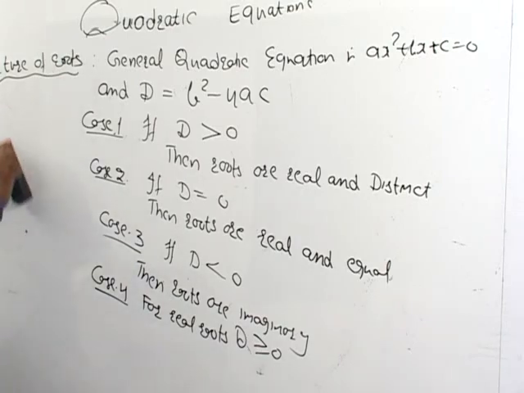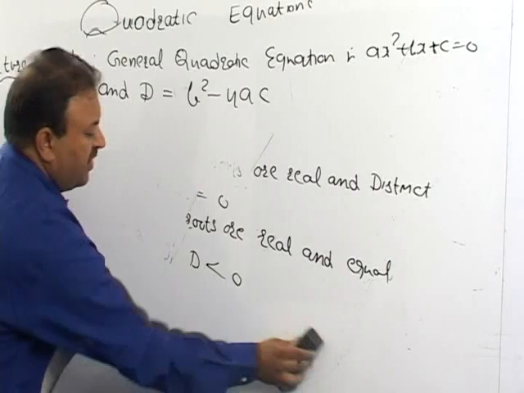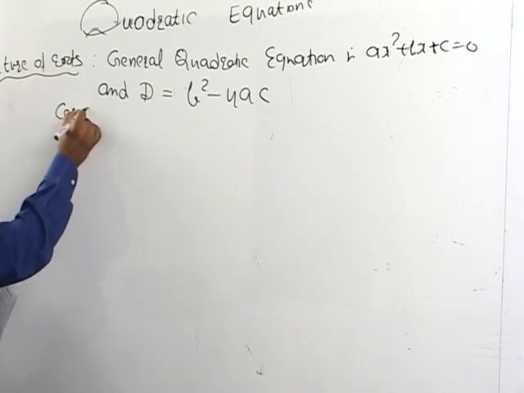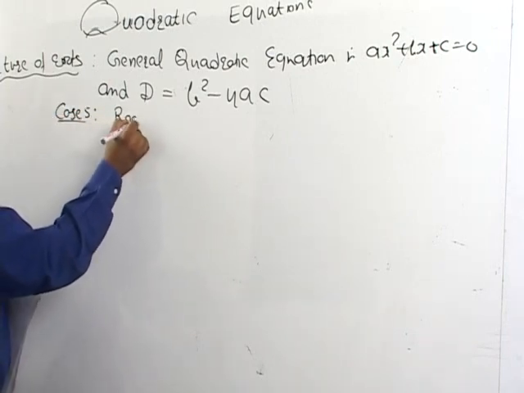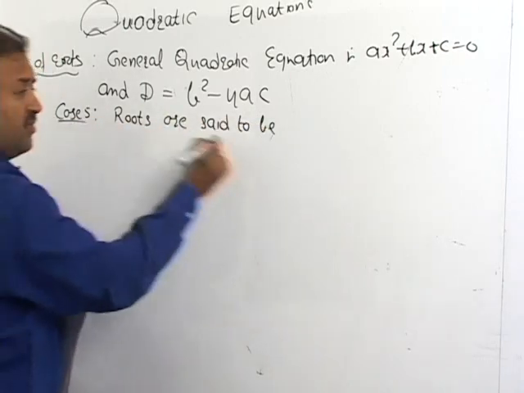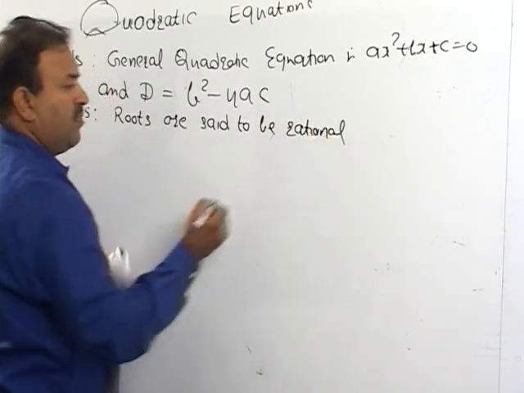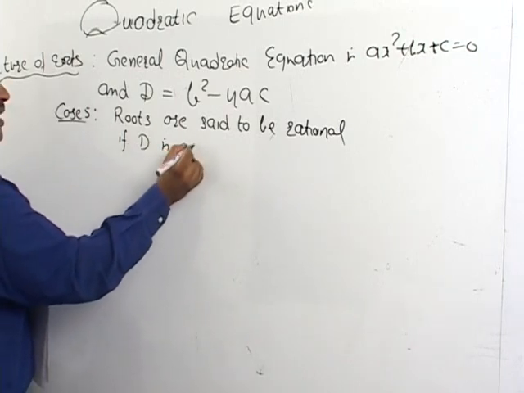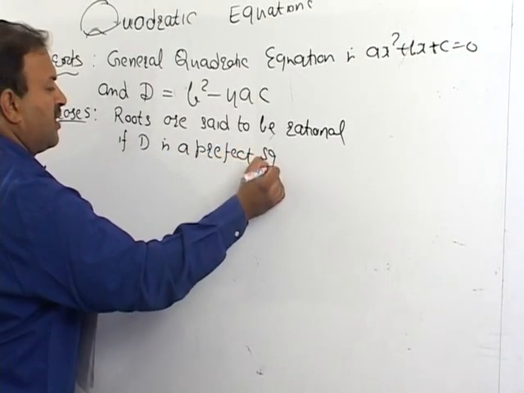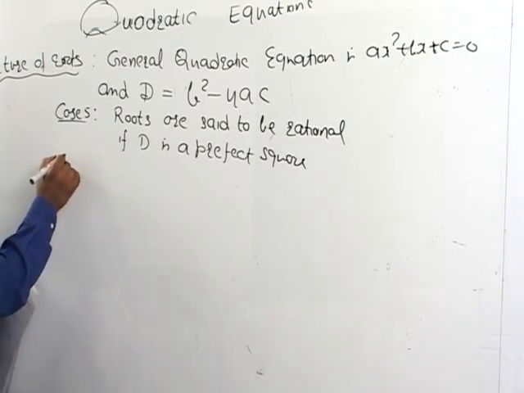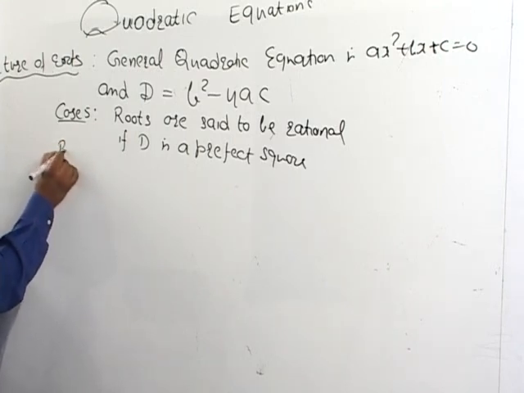Next, case number 5. Roots are said to be rational if discriminant D is a perfect square. Next, points to remember.